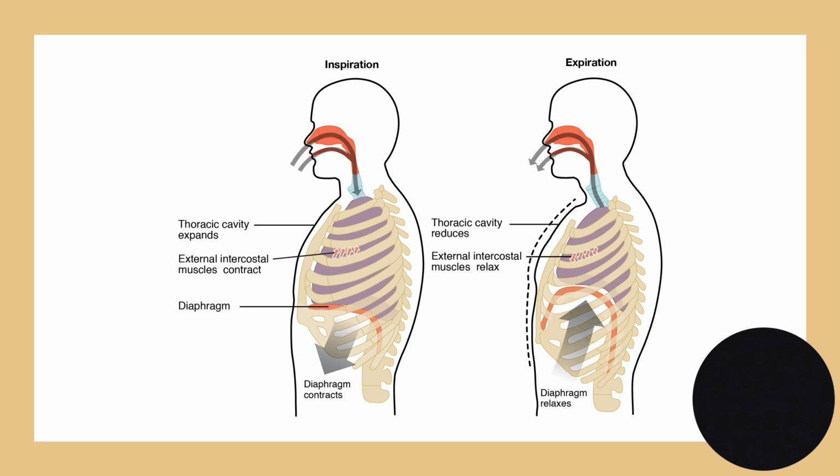So here's the diagram that I was talking about. On the left you can see for the inspiration that air goes through the lungs, through the thoracic, and the thoracic cavity expands, the external intercostal muscles contract, and the diaphragm contracts. And then it widens the lungs, the air goes in simply, and then whenever you exhale, on the right, the thoracic cavity reduces, so it pushes down, the external intercostal muscles relax, and the diaphragm also relaxes, pushing that air back through.